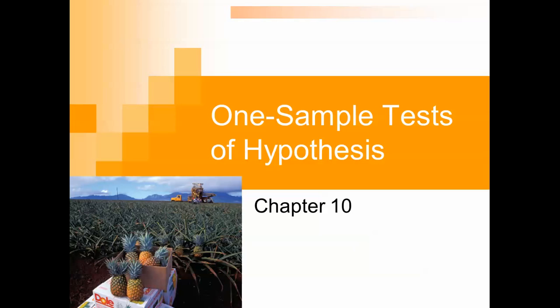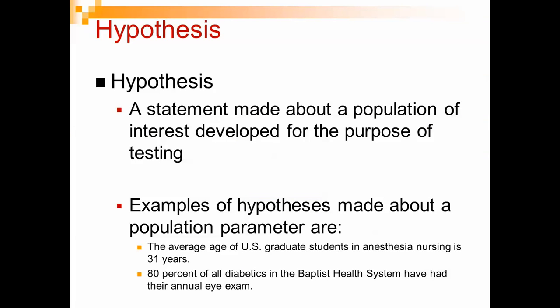A confidence interval is a range of values within which we expect the population parameter to fall. In this chapter, instead of creating a range of values for the population parameter, we use a process to test the validity of a statement about the population parameter, and we call it a hypothesis test. So what exactly is a hypothesis test? Well, first of all, what's a hypothesis?